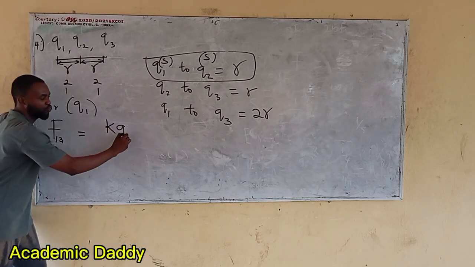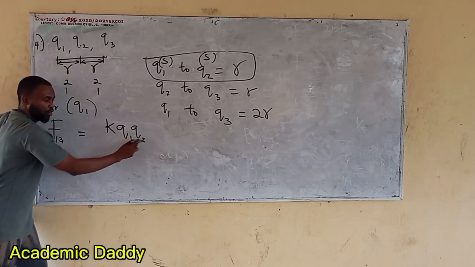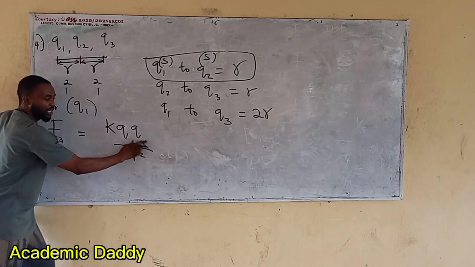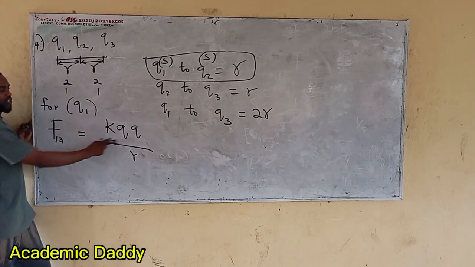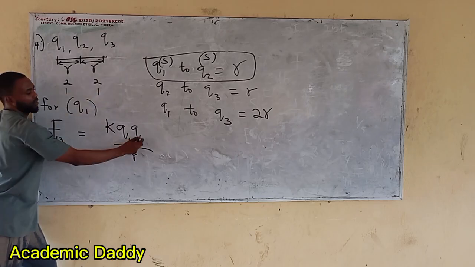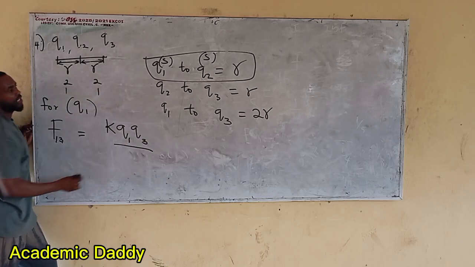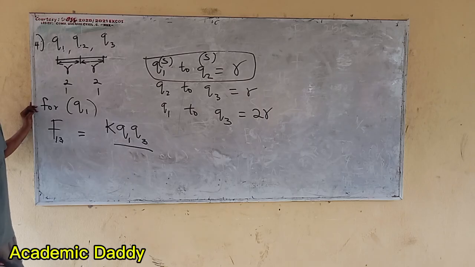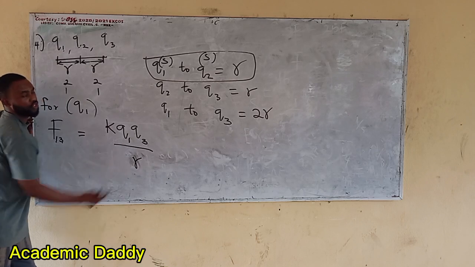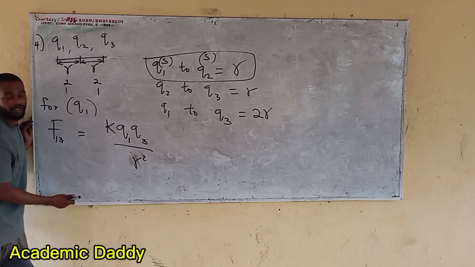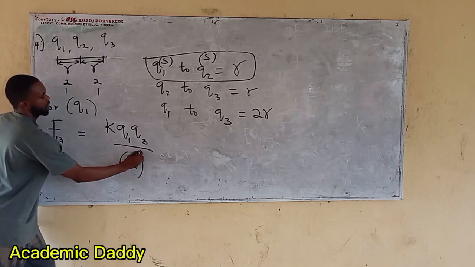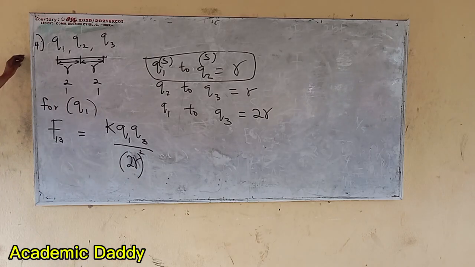You notice that we normally have Q, that time you do Q1, Q2, or maybe Q and Q naught all over R squared. But this time around, your source charge here is what? Q1. Your test charge is? Q3. Are you seeing it? Now, please, the distance from Q1 to Q3 is what? 2R. But notice something. My R here, if you remember, it's always squared. So this is going to be 2R squared.